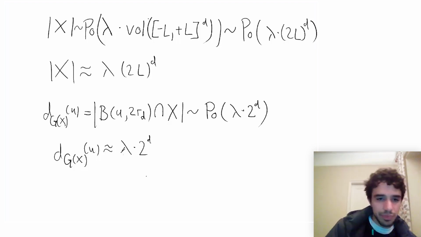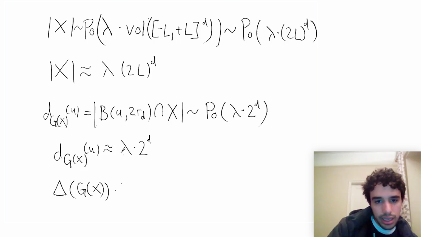And so it means that after this deletion process, we expect the max degree of our graph to be smaller than lambda times 2 to the d. Okay.